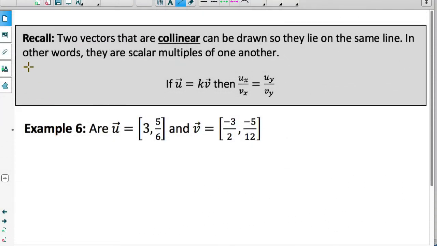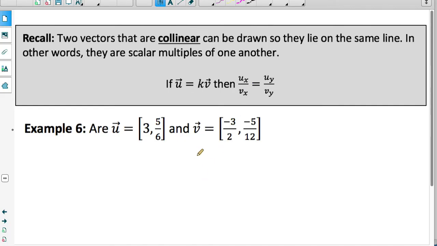So I put a little recall in here before we do example 6. Just note that if two vectors are collinear, they can be drawn so that they're on top of the same line. And the only way that can happen is if those vectors are scalar multiples of each other. So u and v are collinear if u is equal to some scalar multiple of v, right? A scalar multiple, all it does is it affects its magnitude and could possibly change it to the opposite direction, but they would still be collinear. So if vectors are collinear, they're scalar multiples of each other.